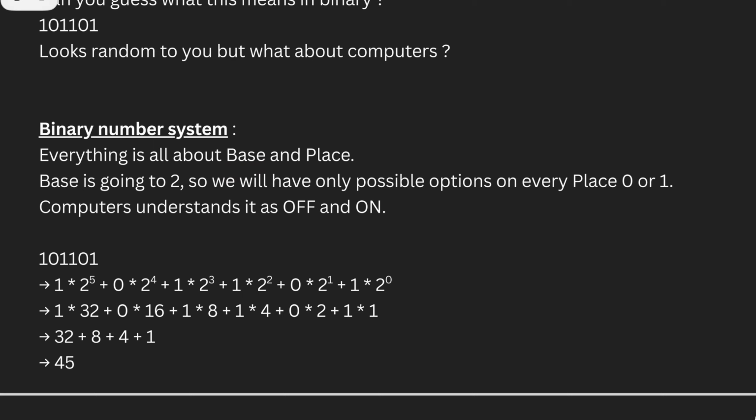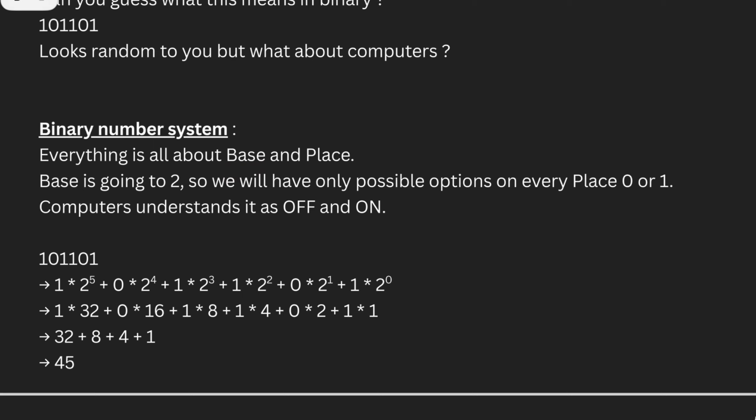If you look at this particular number, we won't be able to understand it easily. But computer does, because computer knows how to deal with 0 and 1. So as I have mentioned earlier as well, everything is all about base and place. Place is a unit place, tens place, the location, and base is based on the number system that you are using. For decimal it is 10, for binary it is going to be 2, for hexadecimal it is going to be 16.